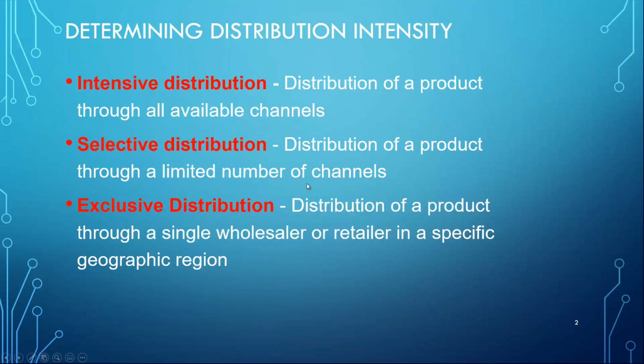The distribution could be intensive, selective, or exclusive. Intensive distribution is distributing a product using all available channels, while selective distribution is distributing a product using a limited number of channels. An exclusive distribution of a product will be through a single wholesaler or retailer in a specific geographic region.